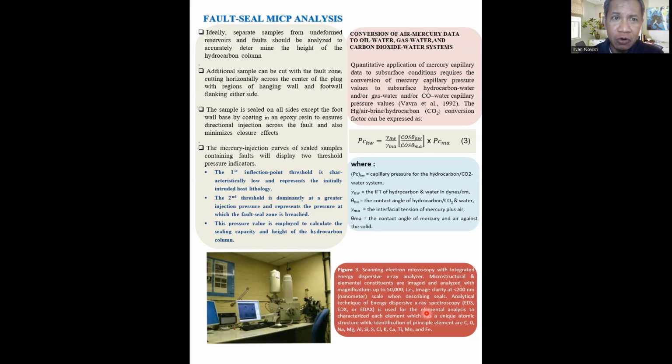So in the laboratory, derived air-mercury threshold pressure values can be multiplied by the conversion factor to produce subsurface hydrocarbon or CO2-water capillary pressure. Subsurface hydrocarbon or CO2-water values for all projects are calculated using specific reservoir temperature, pressure, salinity, and conditions. As we notice, gas-water interfacial tension is generally greater than oil-water IFT for both surface and subsurface conditions, with CO2 having intermediate values.